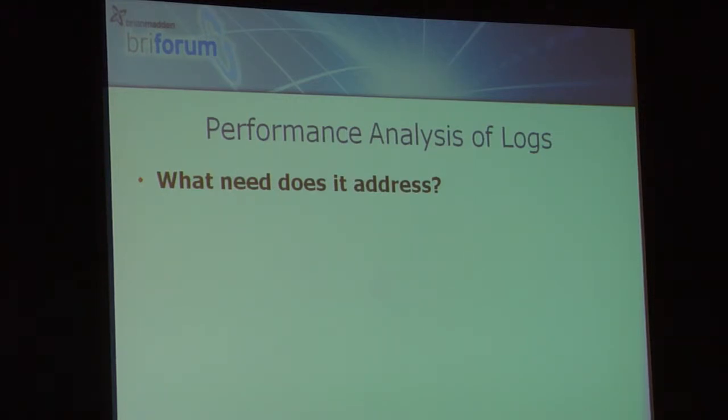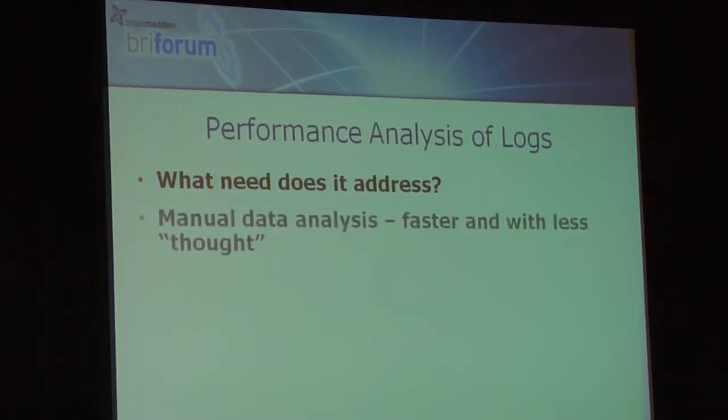There are certain obvious things I might be able to identify, but maybe I'm not a SQL guy, or I'm not an Exchange guy, or I don't know what these counters mean. So what do I need to do at this point? I need some help with this manual data analysis. I need it analyzed faster, and hopefully with no thought on my part, or at least much less thought, right? I'm trying to isolate a problem. I need some sort of intelligence to the data I've gathered. So PAL will hopefully do that, and it will also certainly save you time.